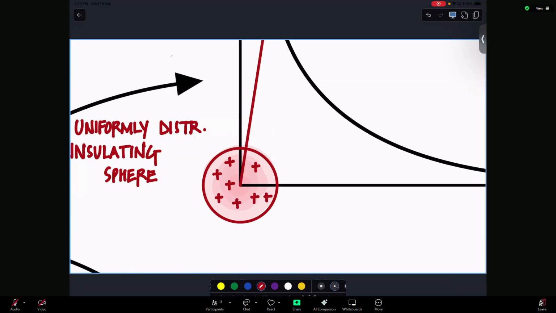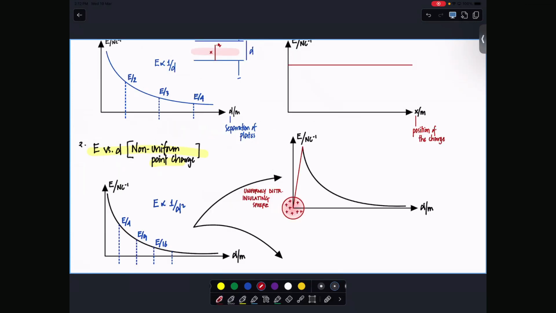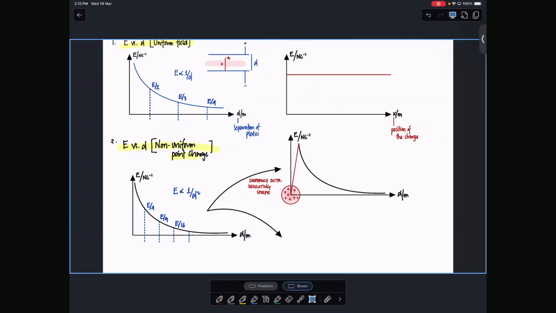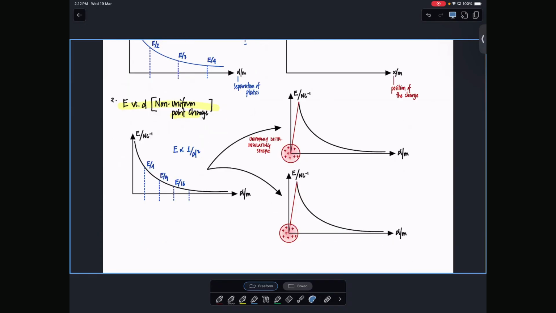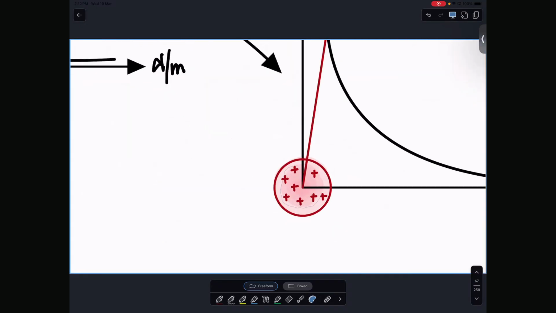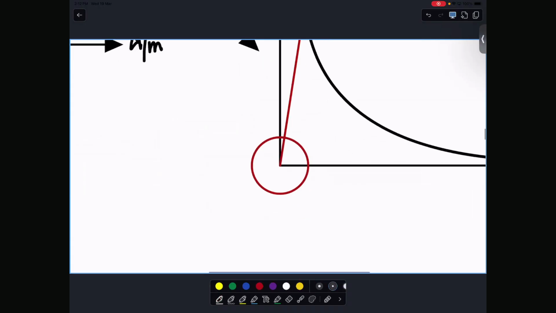Now, let's say you have the same graph, but this time the graph is for a hollow sphere. Okay, so it's a hollow metal sphere. How would the graph look?